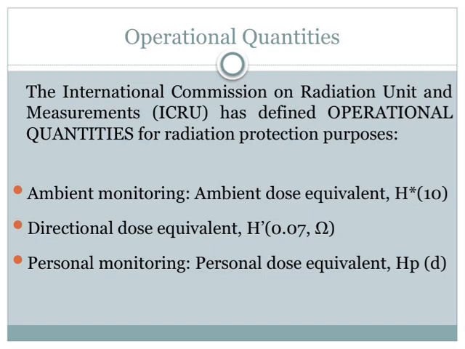Now, let's talk about the International Commission on Radiation Units and Measurements, or ICRU. They have established what are called operational quantities, which are essential for radiation protection. These quantities help us assess and control radiation exposure effectively. For ambient monitoring, which involves measuring radiation in the environment, we use the ambient dose equivalent, denoted as H*(10). This essentially tells us the dose at a depth of 10 millimeters in a phantom representing the human body, giving us a good estimate of potential biological effects in the environment.